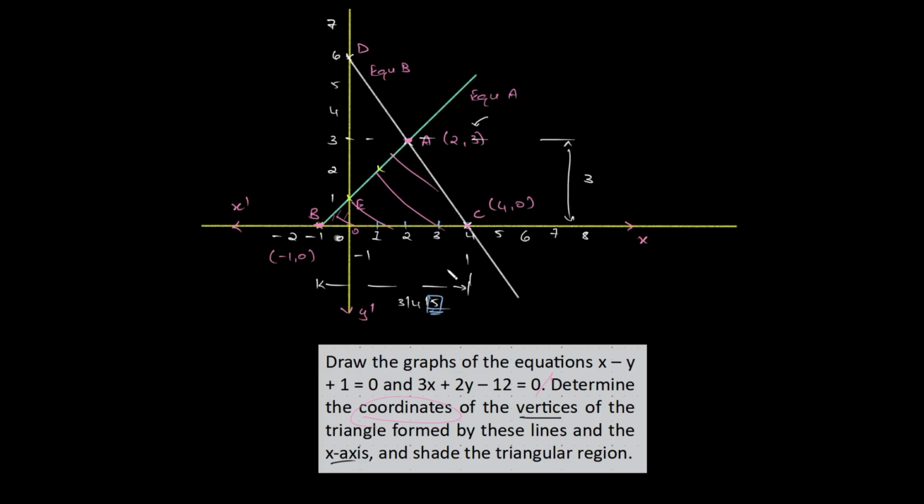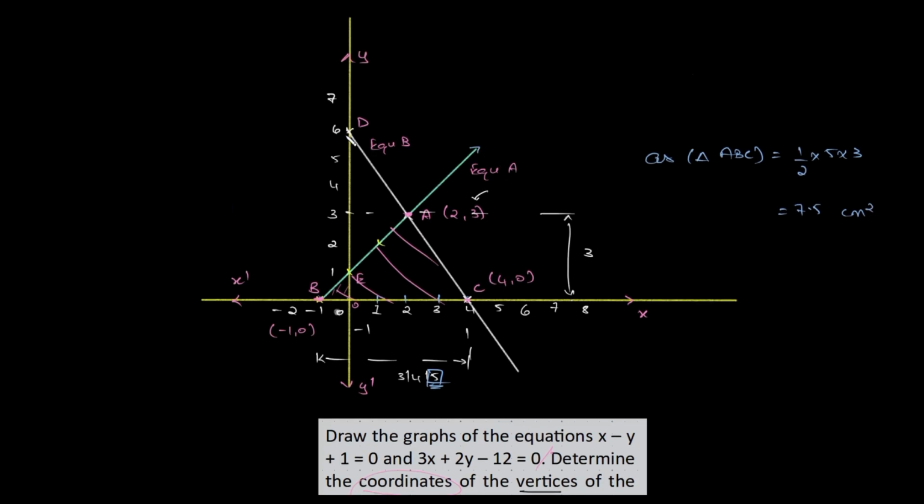Right? So such questions will be asked and they will ask you to find the area of triangle ABC. Same continued question. So quite simple, half into base into height, base being 5, height being 3, and this is 7.5 centimeters squared. Okay. So yes, we have not yet completed the diagram. We need to draw the arrows and we need to write the scale. Scale is quite simple. X-axis 1 centimeter is equal to 1 unit, and y-axis 1 centimeter is equal to 1 unit.